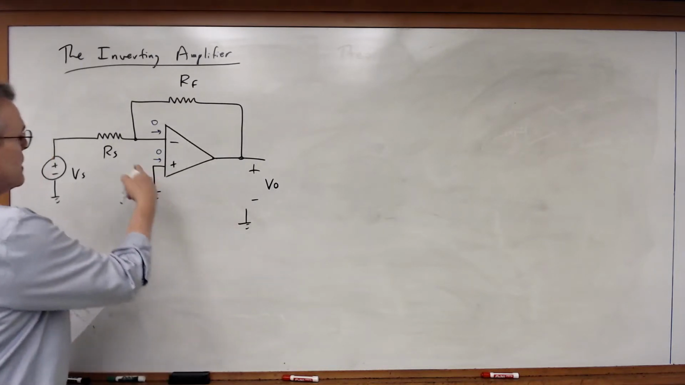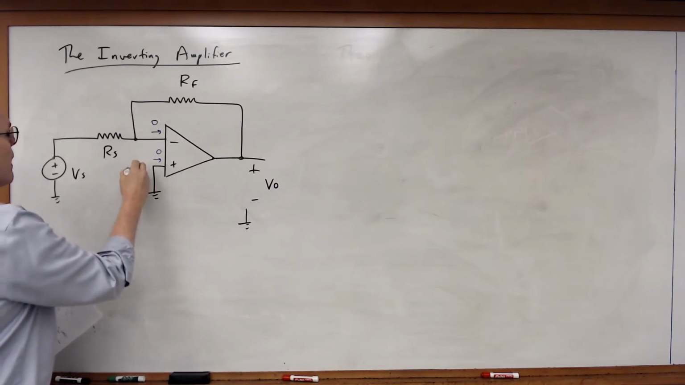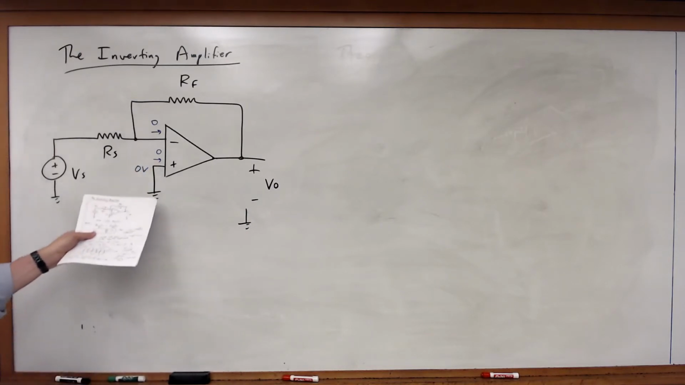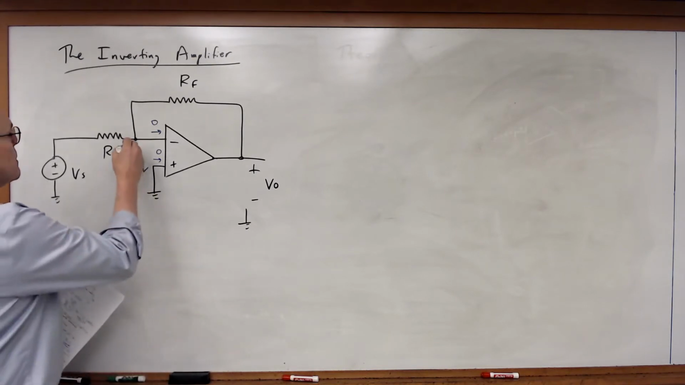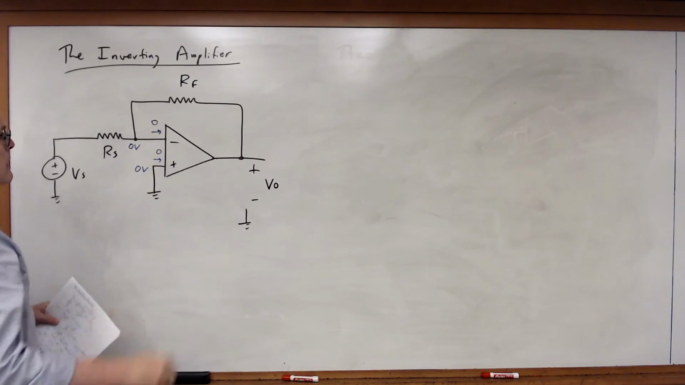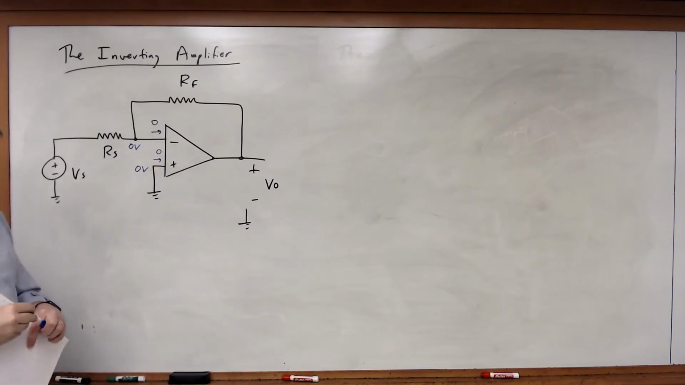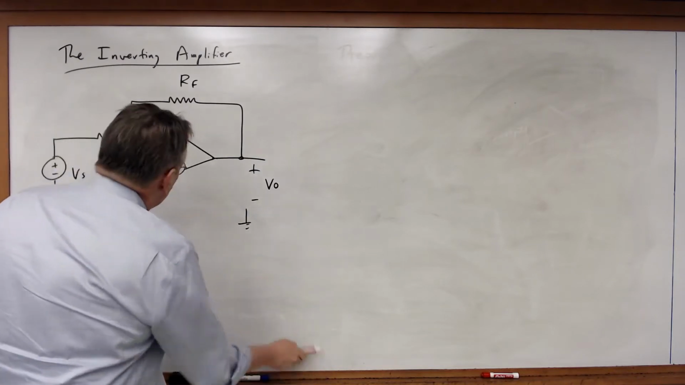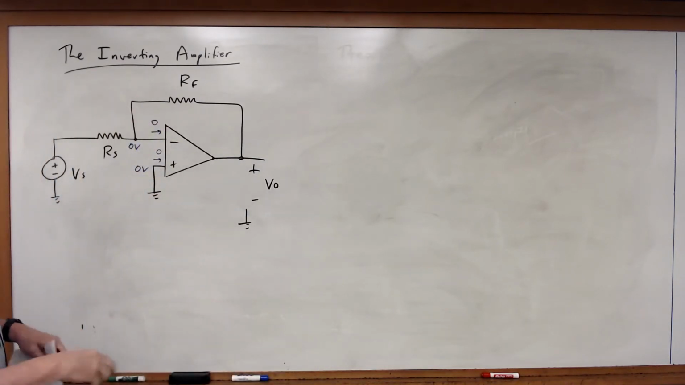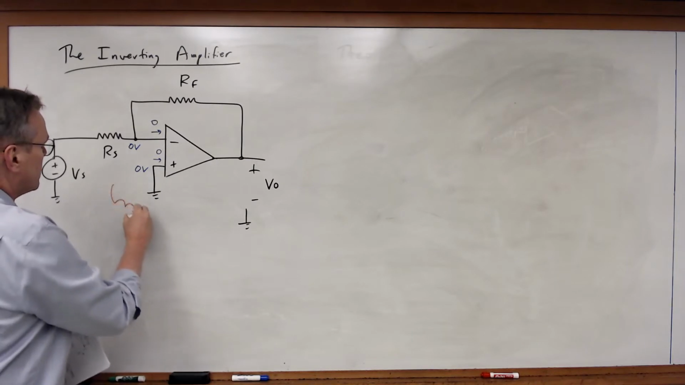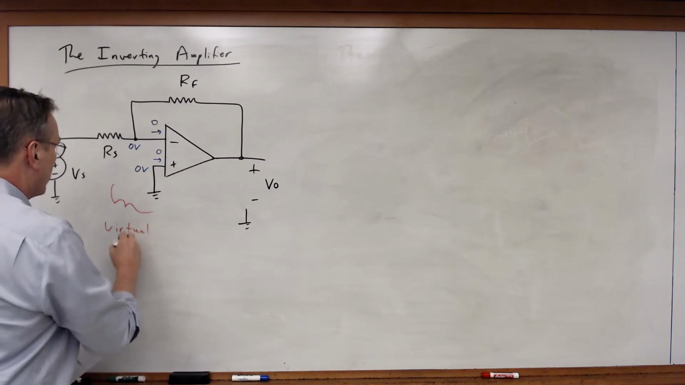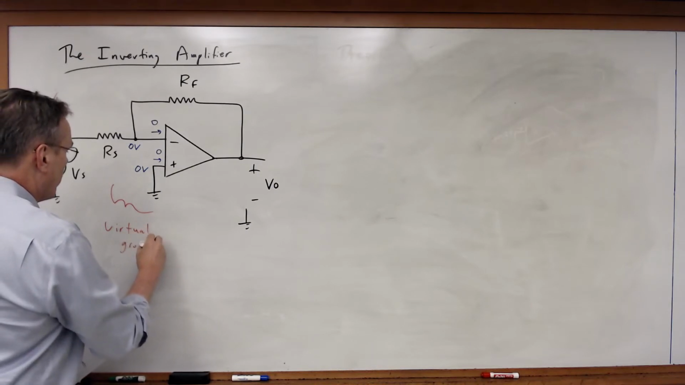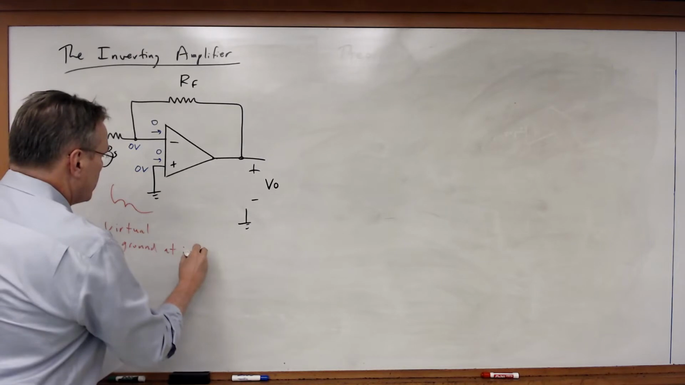So, looking at this, if these two potentials are the same, I know the voltage at the non-inverting input is equal to 0. It's grounded. Therefore, I must also have 0 volts at the inverting input. Now, this is, of course, just the virtual short circuit, but because the non-inverting input is grounded, you will see this is called something slightly different. This is called a virtual ground at the inverting input.